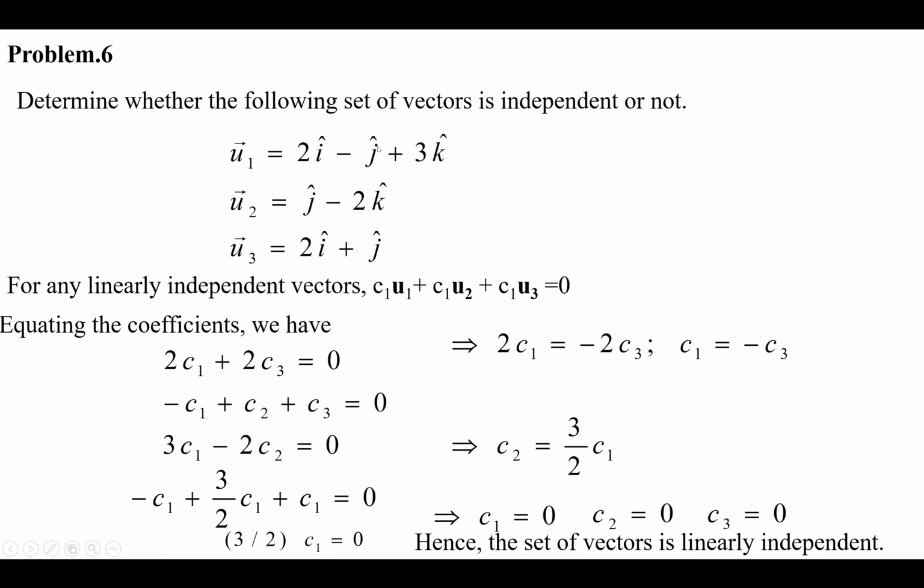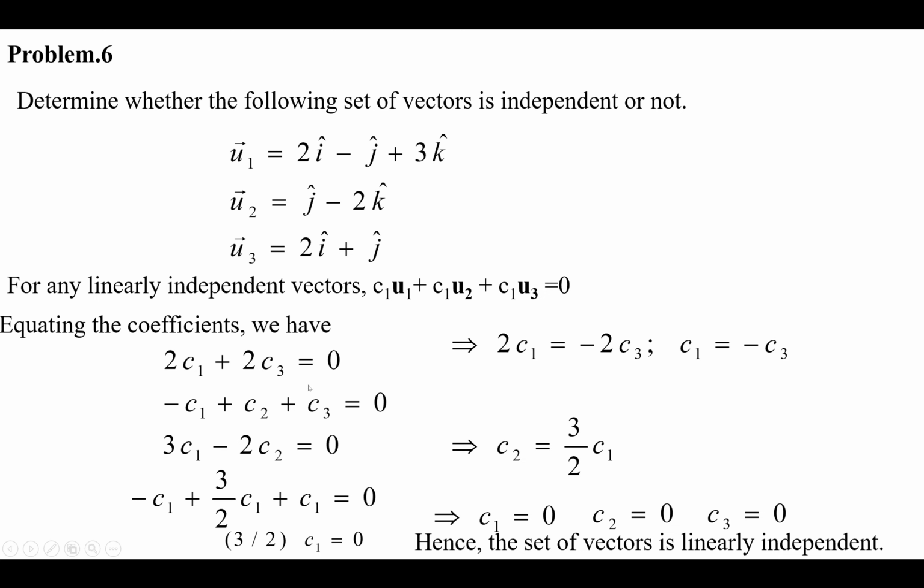Now compare the coefficient of j in all 3 equations. That will give us minus c1, plus c2, and of course plus c3, because the coefficient of j will be 1, so this must be c3. Now compare the coefficient of k. This must be 3c1, minus 2c2, and here it is 0, which is equal to 0.